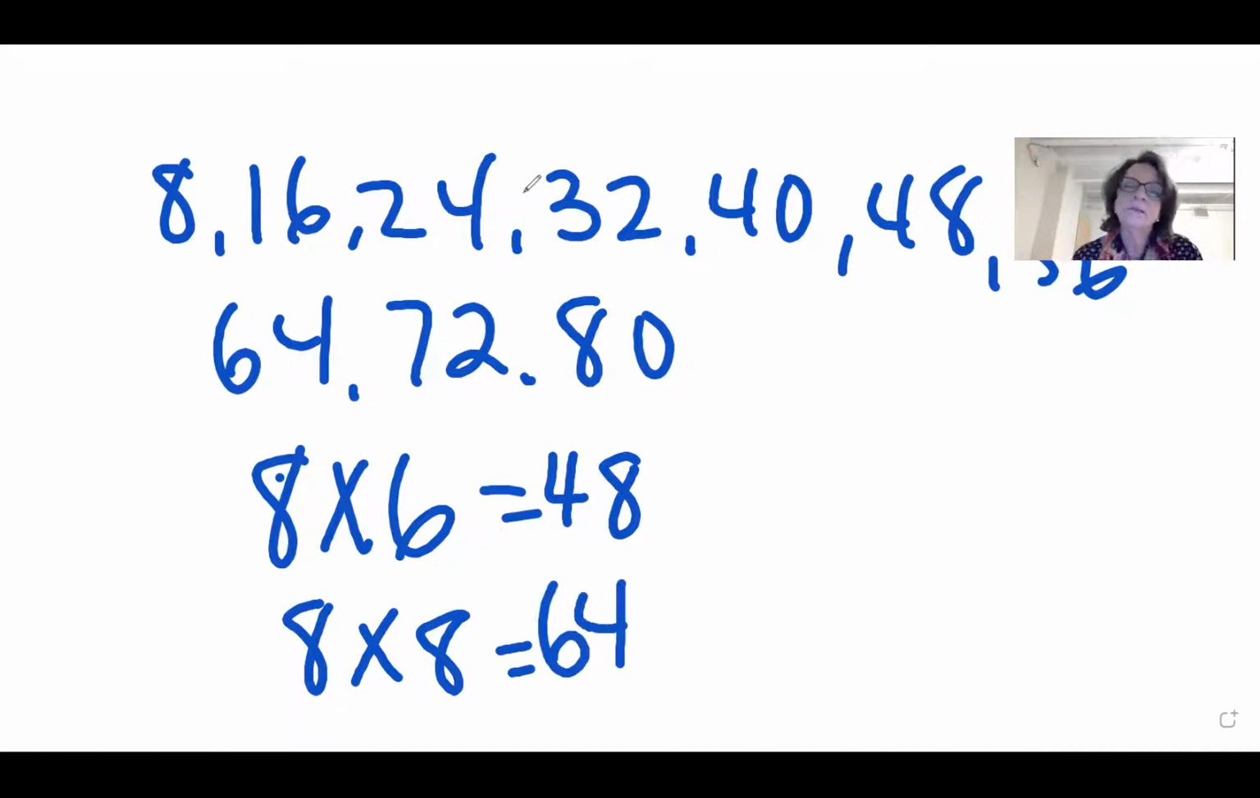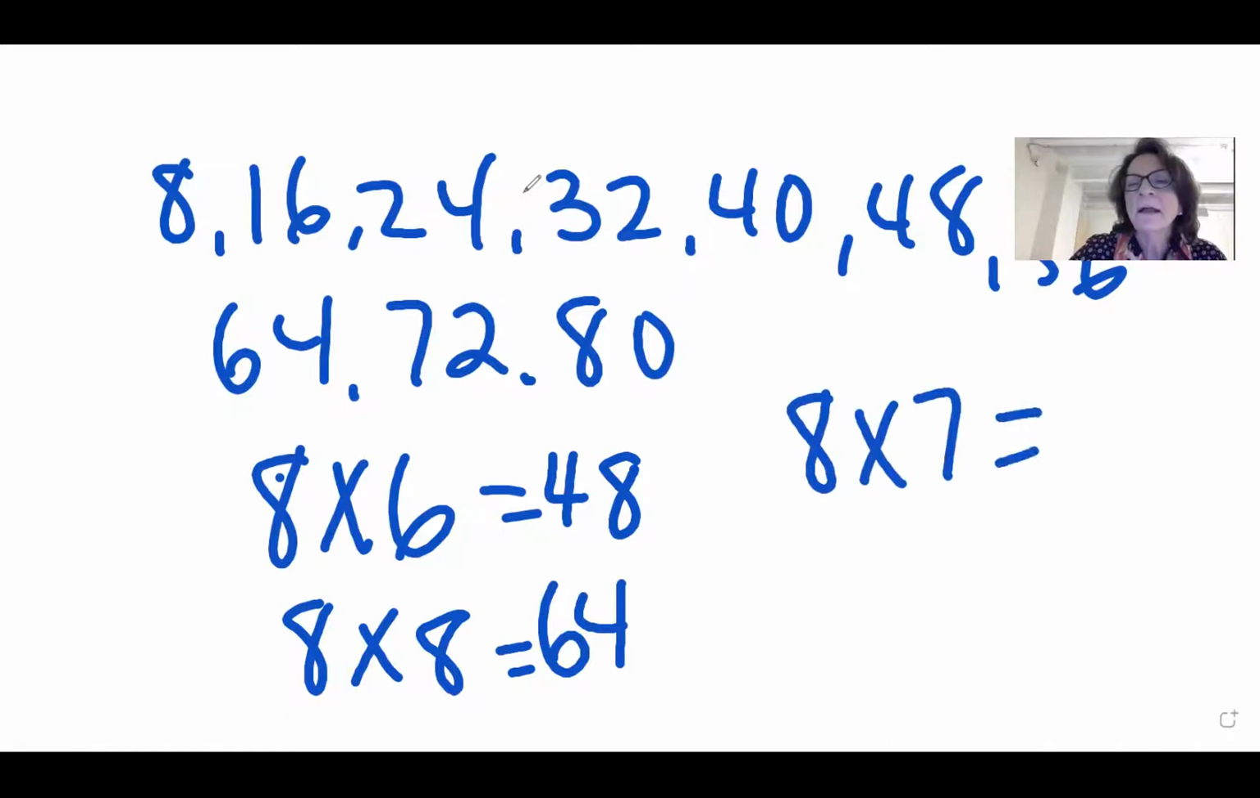You get the idea. Let's try another one. Let's do 8 times 7. Okay, 8 times 7. Here we go. We're going to count how many 8s? That's right, we're going to count 7 8s. So 8, 16, 24, 32, and 40, 48, 56. There's our 7 8s. And so we would get 56 for that one.